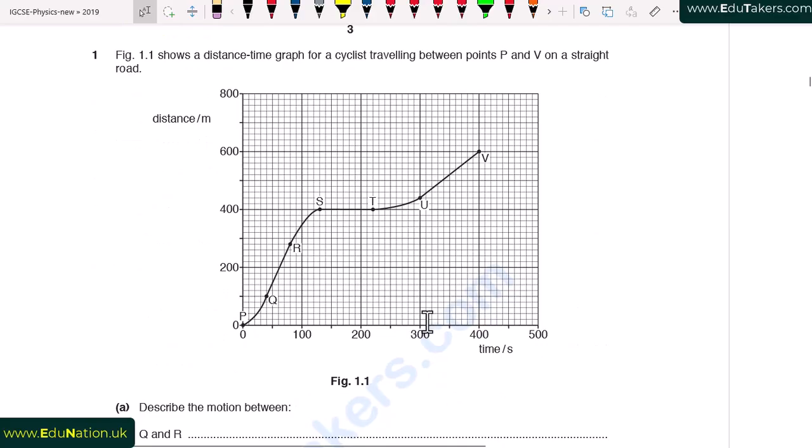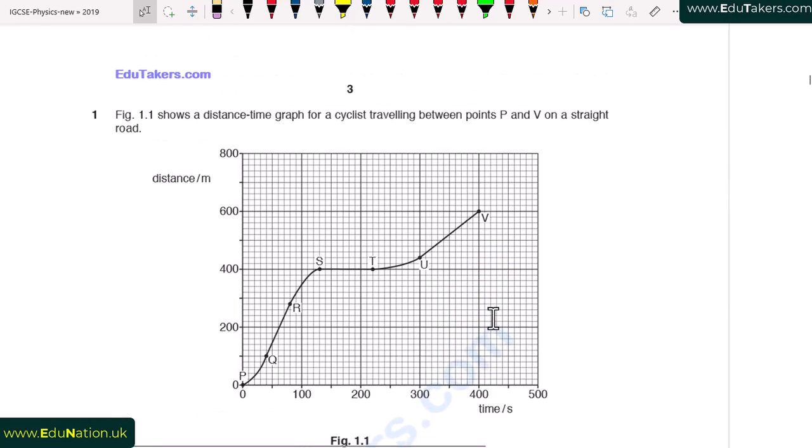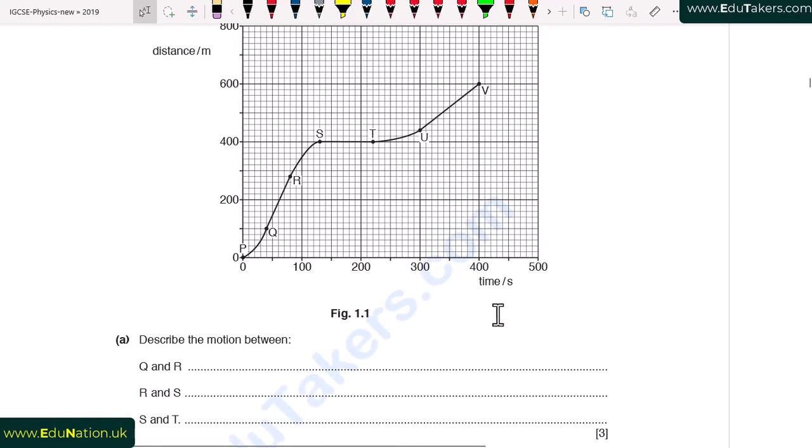Question number 1. Figure 1.1 shows a distance time graph for a cyclist traveling between point P and V on a straight road. So here is a distance time graph in which time is taken on the x-axis and it is measured in seconds, while the distance is taken along the y-axis and it is measured in meters. Part A. Describe the motion between point Q and R.